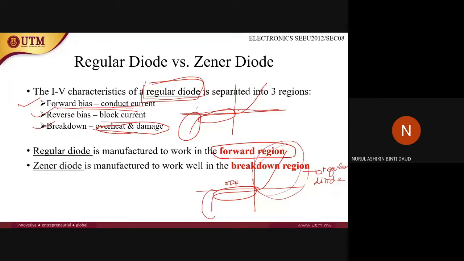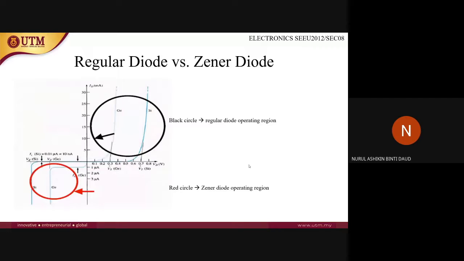So at breakdown, which is here, at this point, the breakdown region, it will be on, with the limitation of IZM, the Zener maximum current. So a Zener diode is designed specifically to work well in the breakdown region.